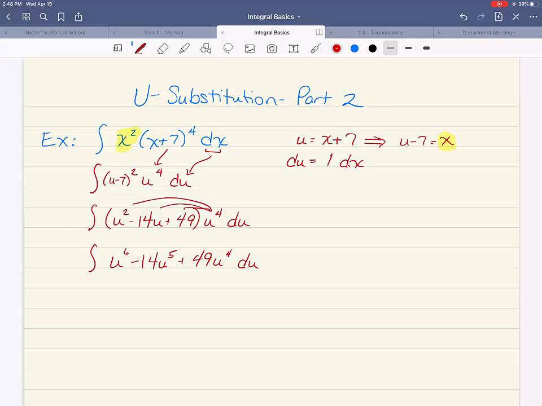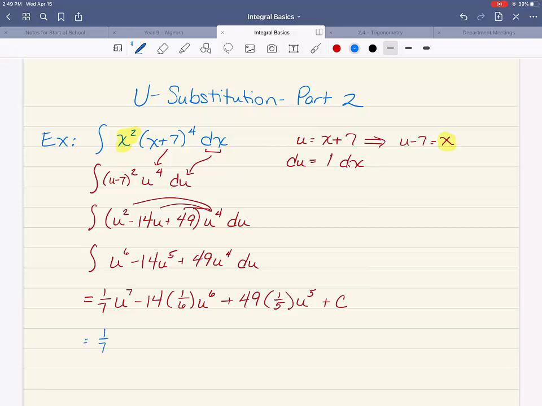And now every term is a power function, and I can go ahead and integrate it as it is. So that would now be u to the power of 7 with a 1 over 7 in front, minus, copy the 14, put your empty brackets, then put your u. 5's power becomes a 6. 1 over 6 goes in the bracket, plus, write the 49, draw your bracket, write your u. U's power here becomes a 5. In the bracket goes 1 over 5. And what do we always have to put on the end? Plus c.